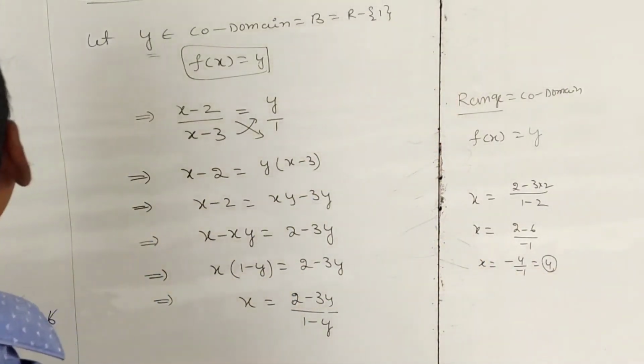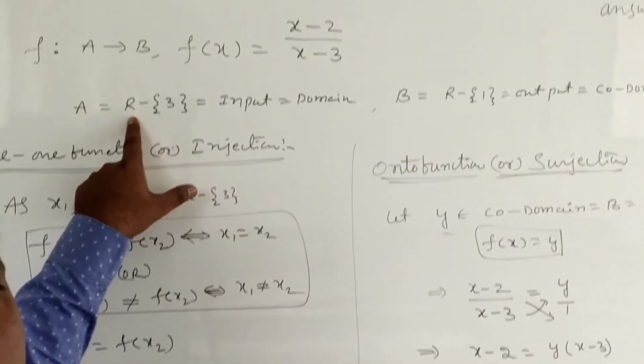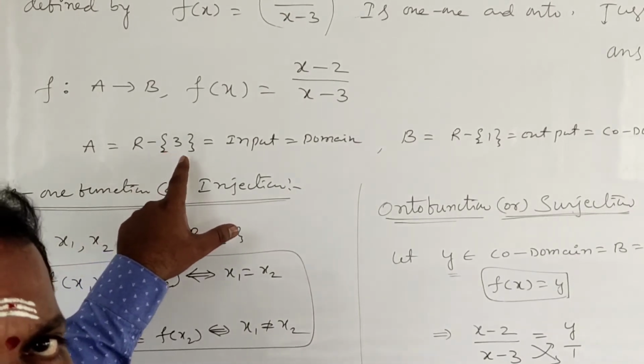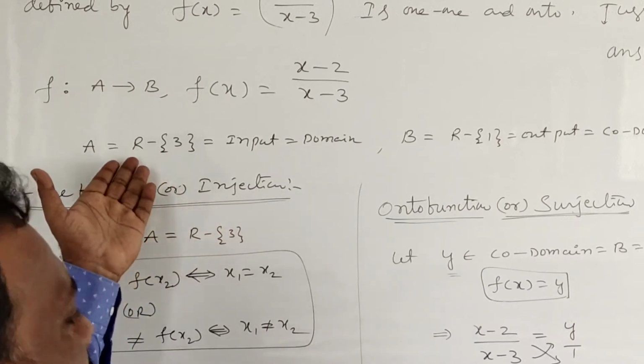Does 4 belong to this set or not? Yes. They told that 3 does not belong. 3 is not there, but 4 must be there, 4 is compulsorily there in the real numbers.